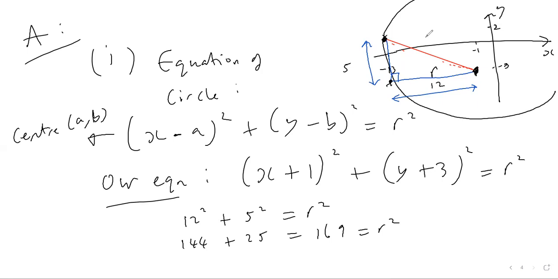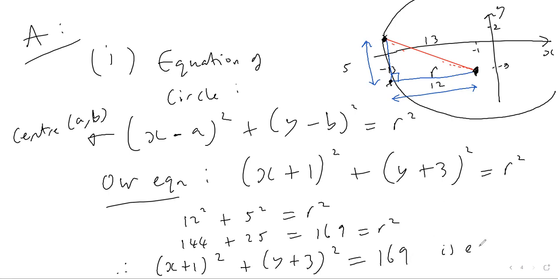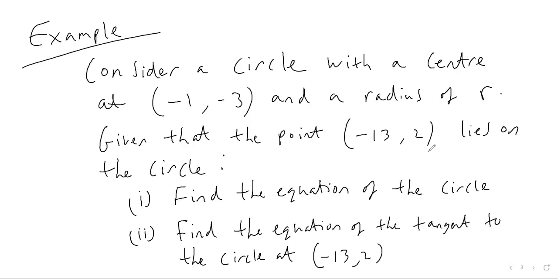So we know our radius is actually 13, but we don't need that because the equation of a circle has r squared there, not r. So therefore, (x + 1) all squared plus (y + 3) all squared equals 169. That is the equation of our circle. So that's part 1 done. Now, how about part 2? Find the equation of the tangent to the circle at -13 and 2.